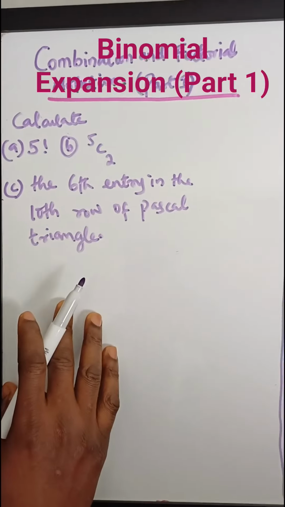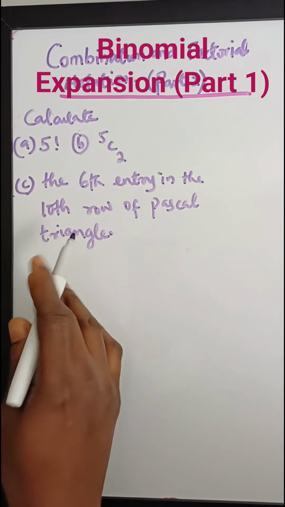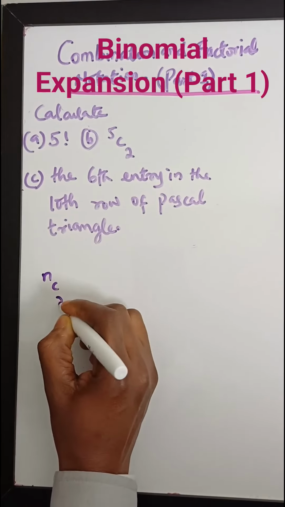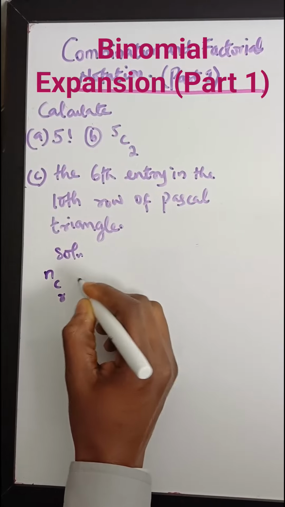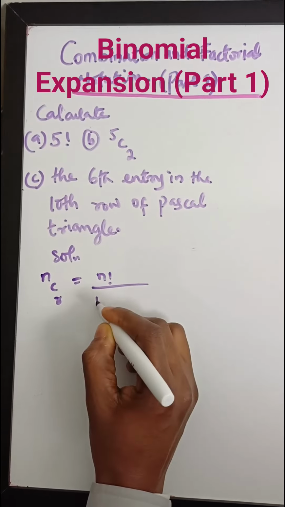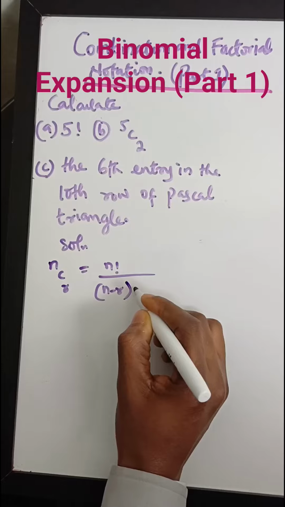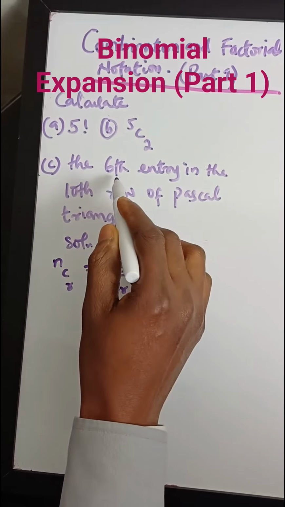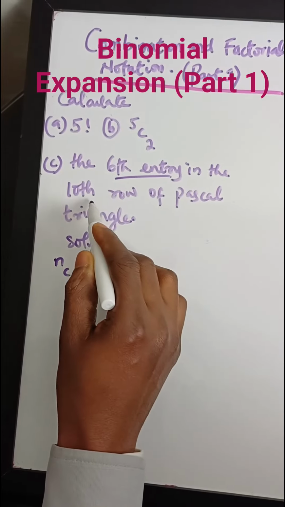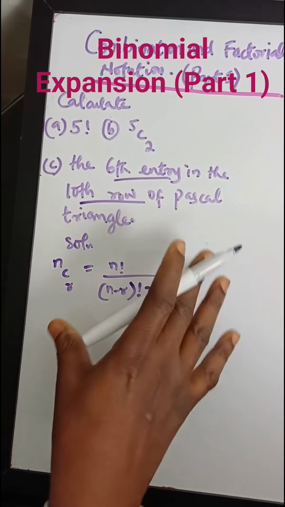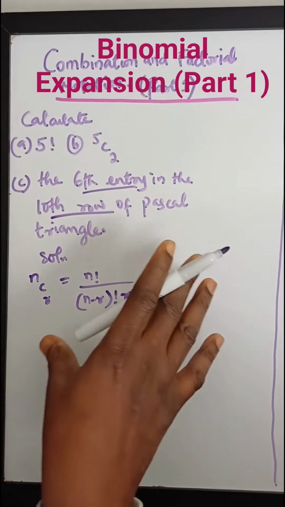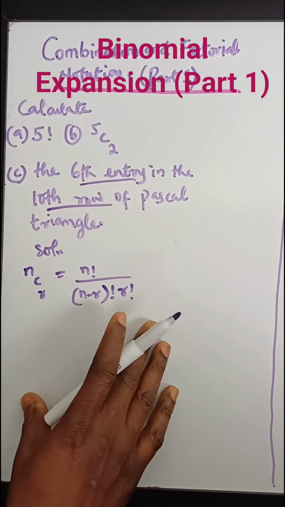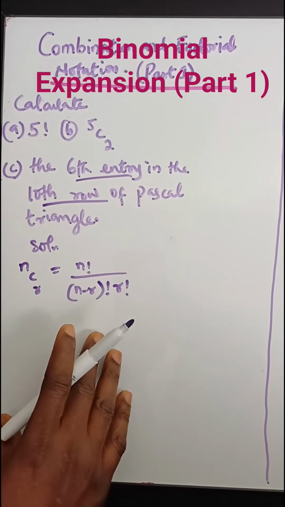combination and the factorial. Now in this lesson, we'll be learning the formula for combination when you have n combination r. So the formula is going to be n factorial over r factorial times n minus r factorial, and also the 6th entry in the 10th row of a Pascal triangle. In one of our lessons, we will learn about a Pascal triangle, and we're going to be applying the knowledge in this combination and factorial notation.